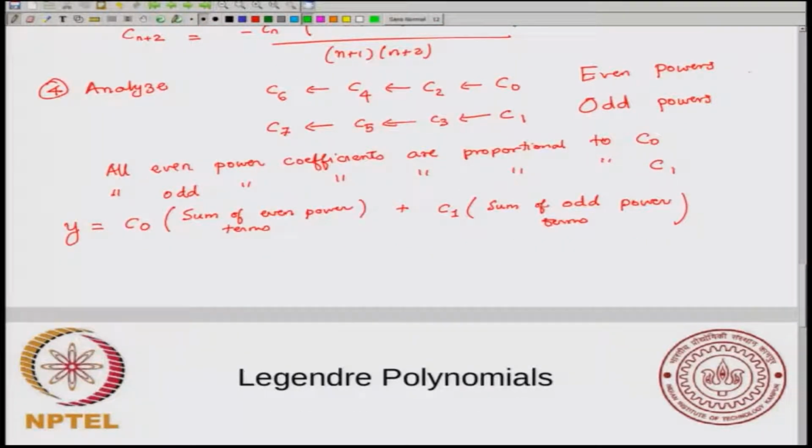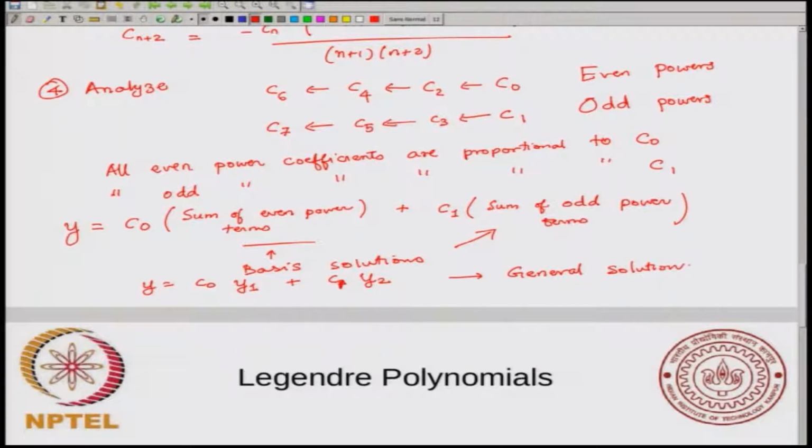Okay. Now, this is a very nice form because you can think of these as basis solutions. So, this and this I can think of as basis solutions, and then you have the form y equal to C0 times y1 plus C1 times y2. So, you are writing a general solution with these two basis solutions, and C0 and C1 are arbitrary. So this looks like a general solution. Okay. So this is the crux of the power series method, and this is how you find a general solution of a differential equation.